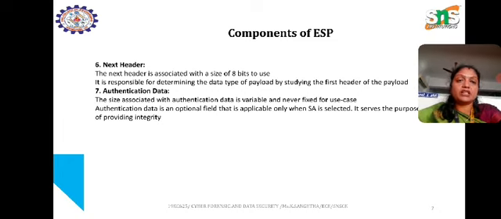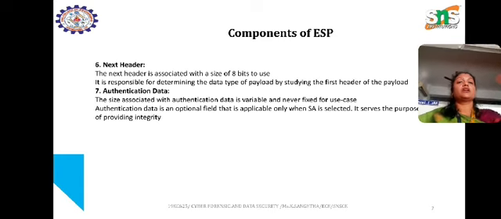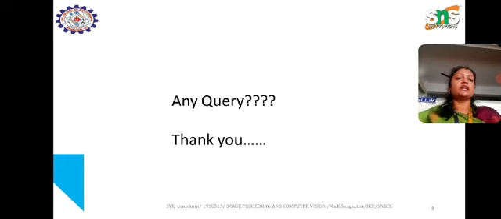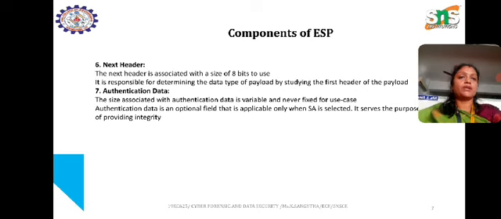The last one is authentication data. The size associated with the authentication data is variable and never fixed for a use case. Authentication data is an optional field that is applicable only when SA is selected. It serves the purpose of providing integrity. So these are the components of ESP.